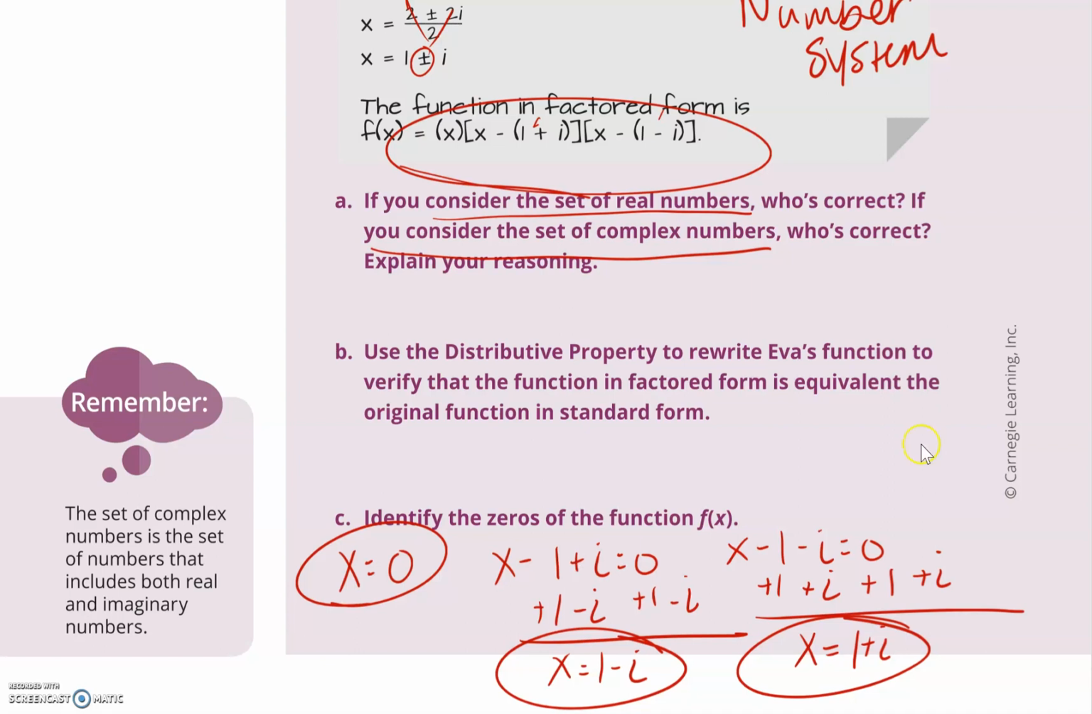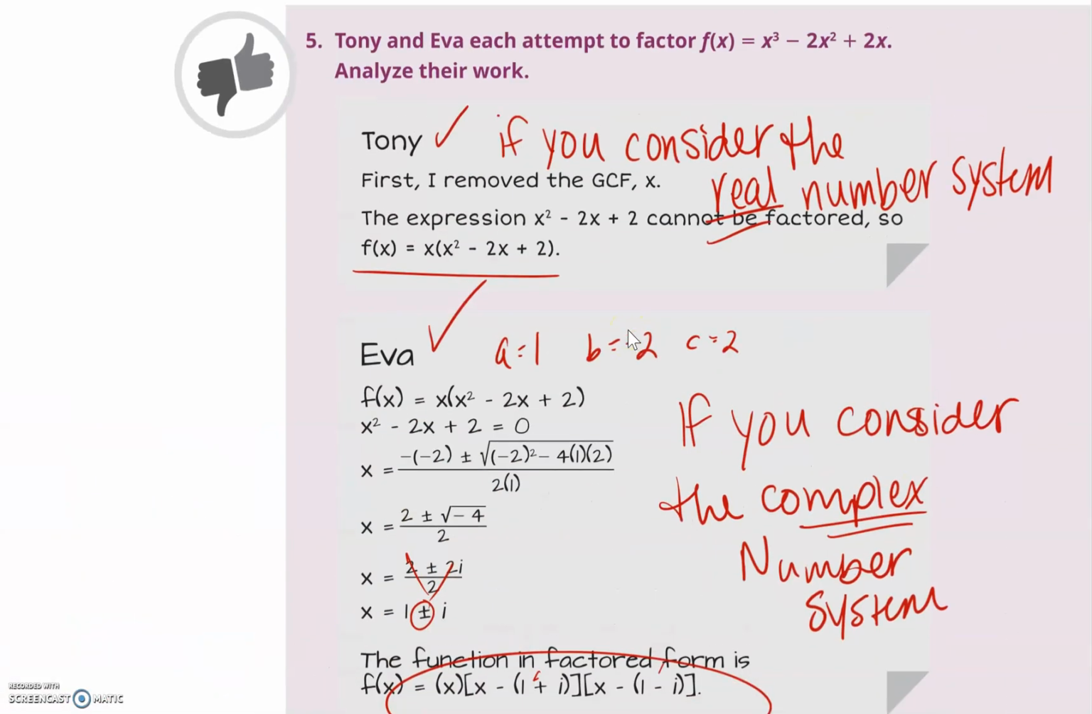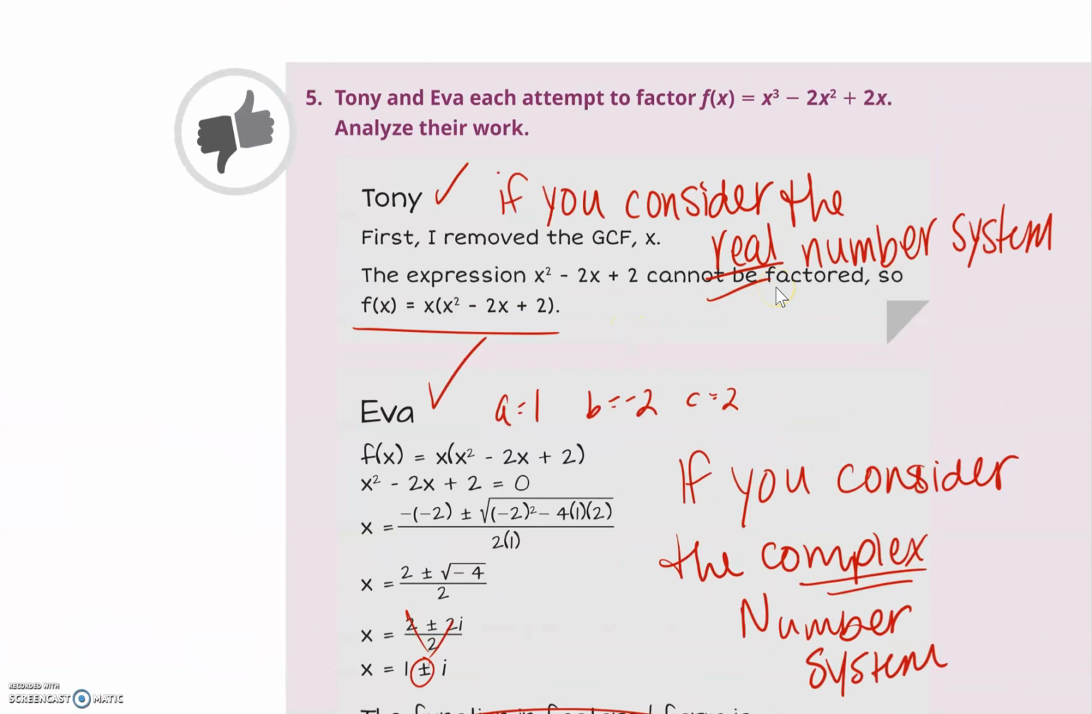So graphically, let's see what happens. So I'm going to pull up the Desmos graphing calculator. I'm going to type it in before I drag it over so I can see exactly what I'm typing in first. And we are typing in x cubed minus 2x squared plus 2x.